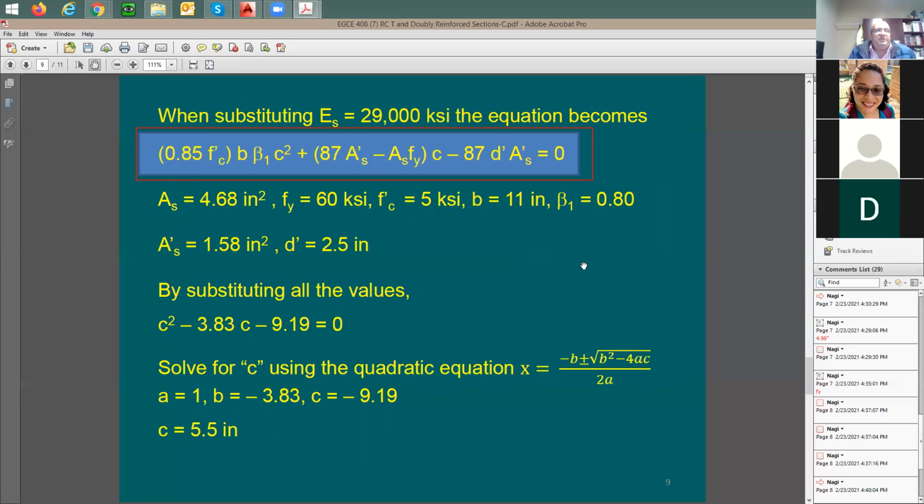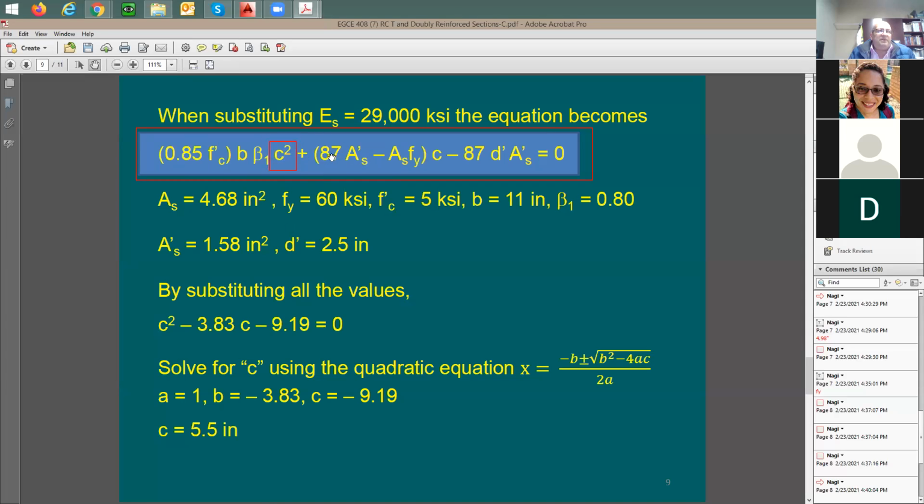So, okay, here's my equation. What are the unknown and the known factors? You have b, it says 11 inches. I have beta 1, which is 0.8. I have f'c, it's going to be 5 ksi. So I have all of that except for this c squared. Everything here is multiplied by c squared.